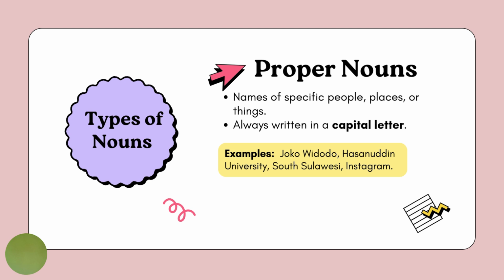So, for example, Joko Widodo is the president. Just president is a common noun because it doesn't refer to anything specific. But if you say President Joko Widodo, that refers to the name, right? Joko Widodo. And Hasanuddin University, South Sulawesi. Instagram is the name of an application, right? It's the name of a platform. So you always have to use a capital letter. YouTube, WhatsApp, and so on.